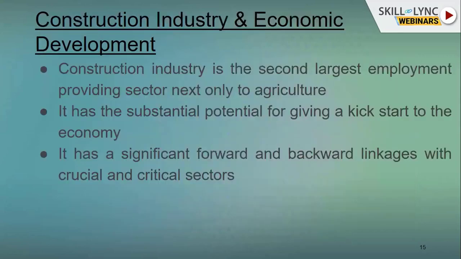So to move further, as everyone knows, the construction industry is the second largest employment providing sector, next only to agriculture. So this is regarding why and how important this construction industry is. And I have mentioned one quick line over there: significant forward and backward linkage with crucial and critical sectors.